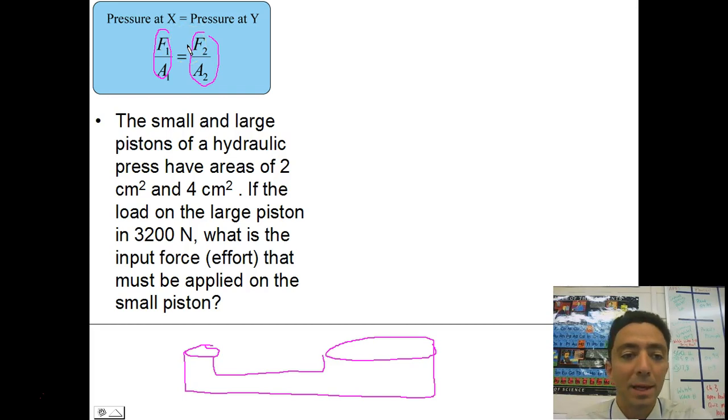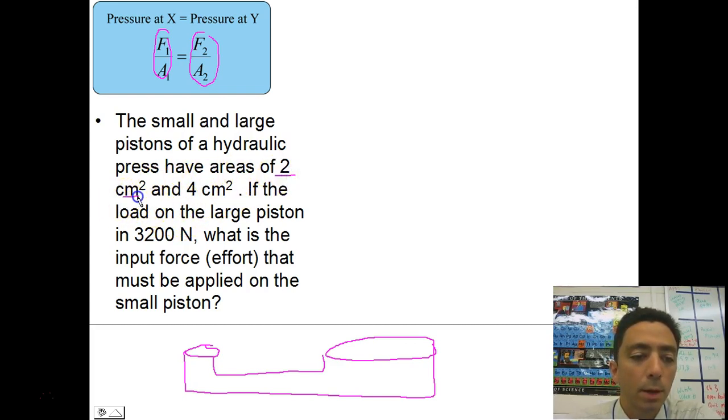Probably the most common mistake that we see is people that put F2 over A1, or they get them confused around. So make sure you do the drawing. It takes a little bit of extra time, but it will ensure that you don't put things in the wrong spot. So I got my two areas here, right?